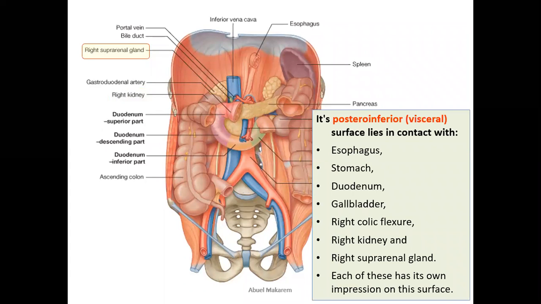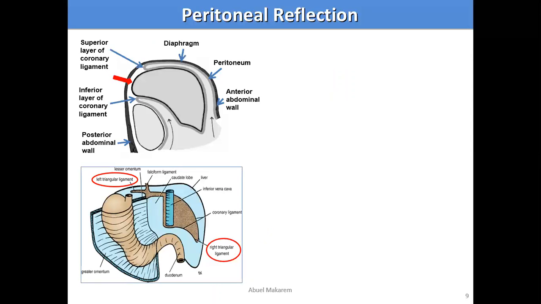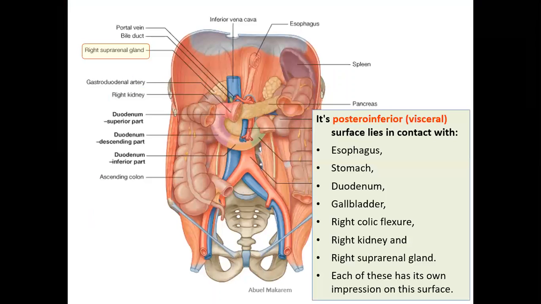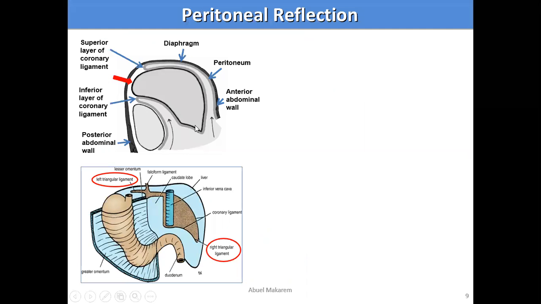So each one of these has its own impression on the surface of the liver. So all these will be having their impressions on the liver itself. If you see the liver, there will be impression of the kidney, the suprarenal gland, duodenum, and other structures.